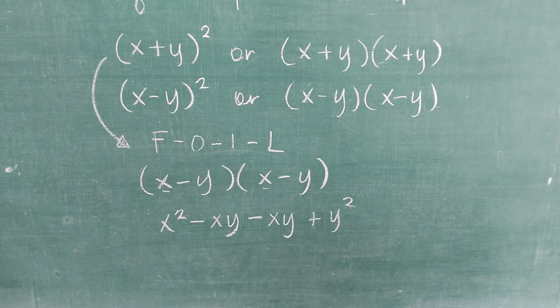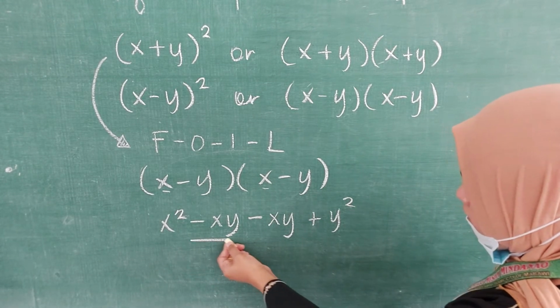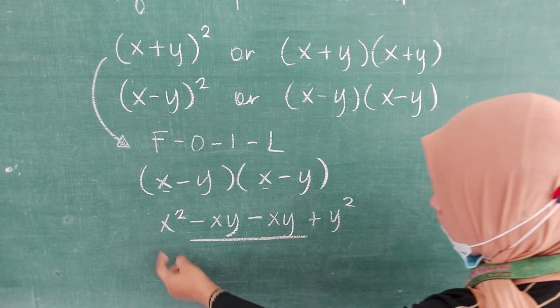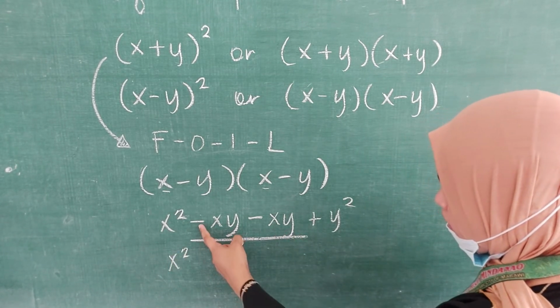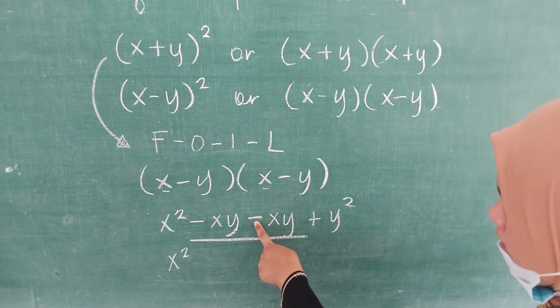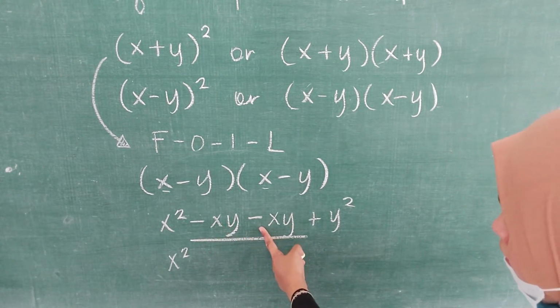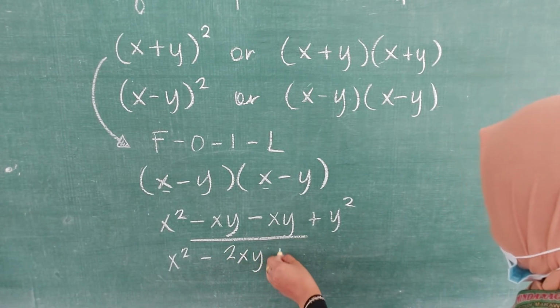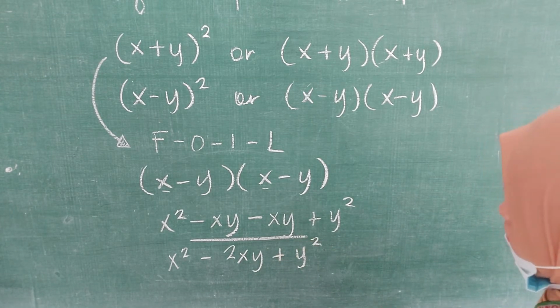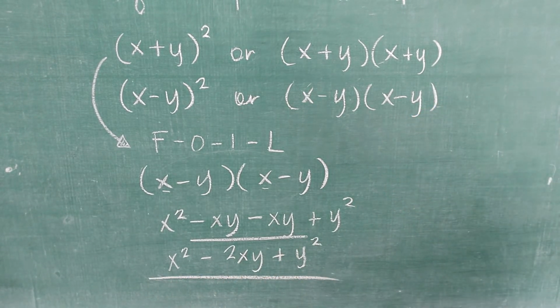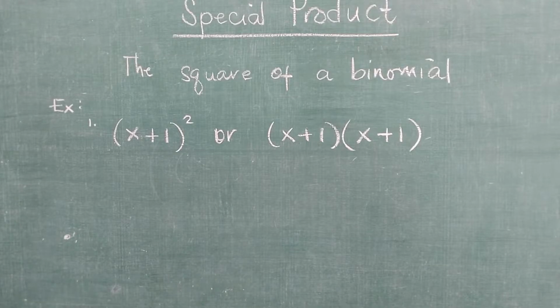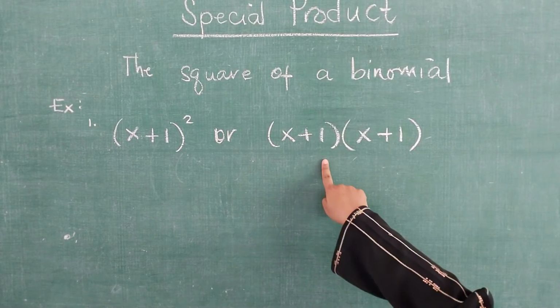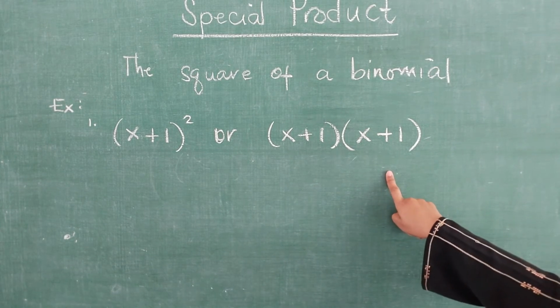Again, look for the like terms. So, ang like terms natin is negative xy minus xy. Since pareho ng sign, lahat negative, so let's add negative xy plus negative xy, negative 2xy, plus y squared. So, the answer is x squared minus 2xy plus y squared. Example number 1. (x plus 1) quantity squared, or x plus 1 times x plus 1.